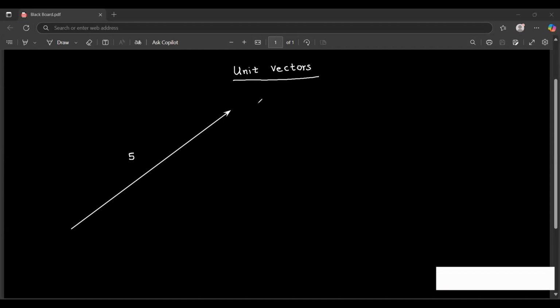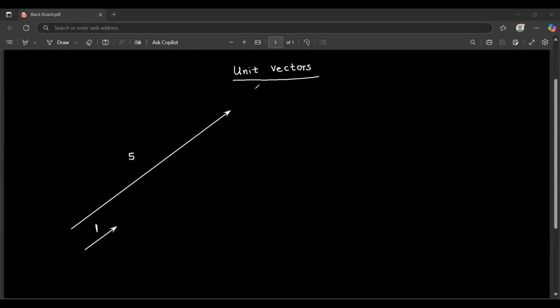A unit vector means a vector in the same direction as the given vector. So the direction should be parallel to the given vector, but at the same time, its magnitude should be equal to 1. This is the basic understanding you should have about unit vectors.